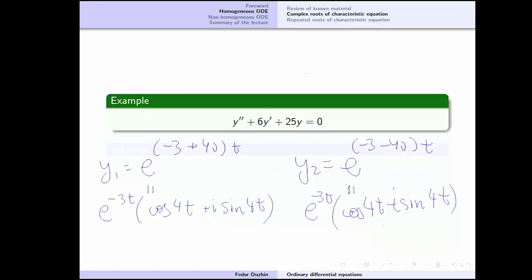Right, so let's try it. How can we extract the real part of the first solution? We need to take 1/2 y1 plus 1/2 y2. And then when we add these two solutions together, since they have the opposite imaginary part, it's going to cancel out. So we're going to have i sine 4t minus i sine 4t. So the rest is just the real part, which is e to the minus 3t times cosine of 4t.